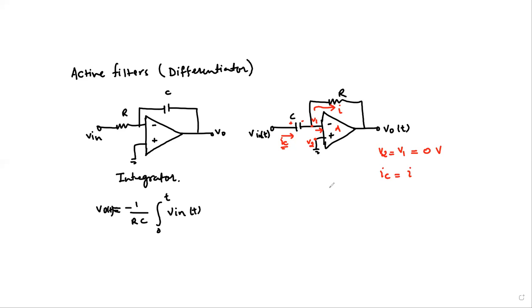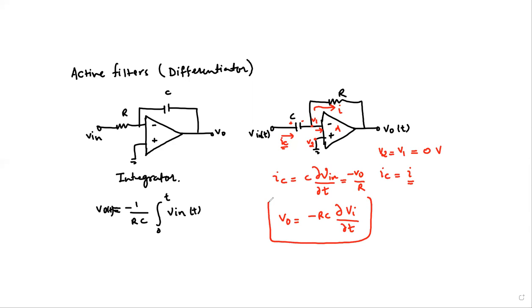The current through the capacitor can be written as C times the derivative of the voltage across it. The voltage across the capacitor is Vin, so the derivative of this voltage gives the current through the capacitor. That current can be equated to the current I that flows through the feedback resistor, which is minus VO over R. Therefore, VO can be written as minus RC times the derivative of Vi by dt. That is the expression for this circuit.